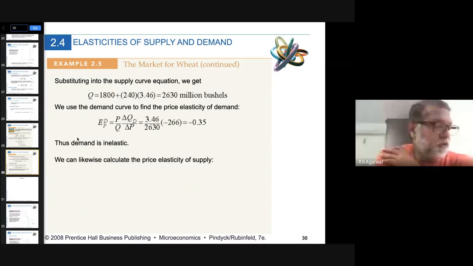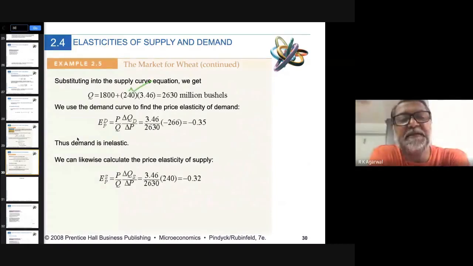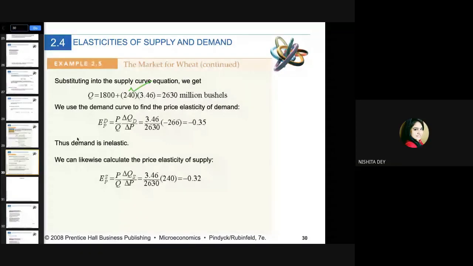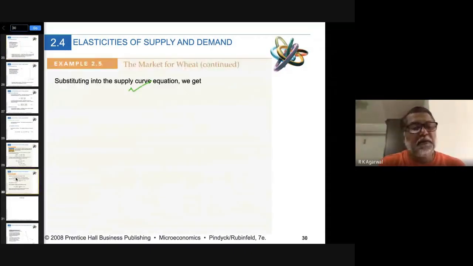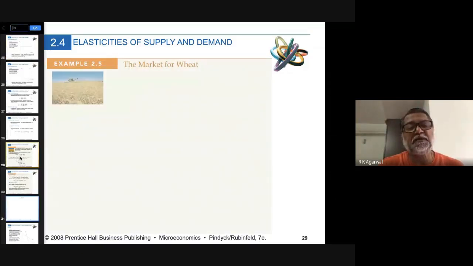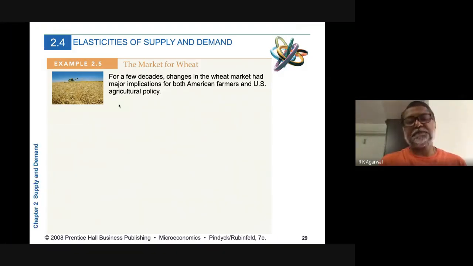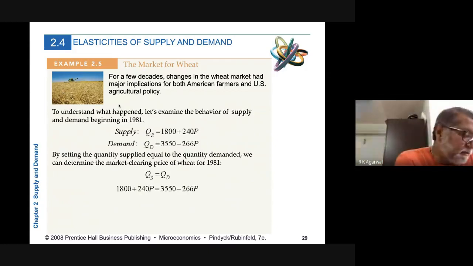But one thing that you would notice is that we have not yet said where this 240 came from. What is 240? Slope. 240 is the slope of the supply curve. तो आप ये देखो कि दो कर्व है हमारे पास, एक सप्लाई कर्व है और एक डिमांड कर्व है. तो देखो सप्लाई कर्व का जो स्लोप है वो कितना है 240 और डिमांड कर्व का स्लोप कितना है minus 266.